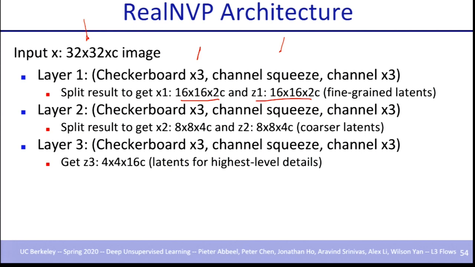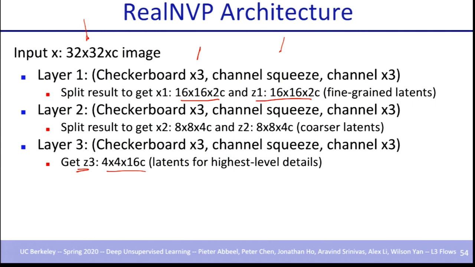So at the end, you end up with a latent space. The high-level latent space Z is a 4 by 4 by 16 times C, which is either 3 or 1, depending on if you had color input or grayscale input. So that's some specifics there, but it gives you some idea of what's happening under the hood.